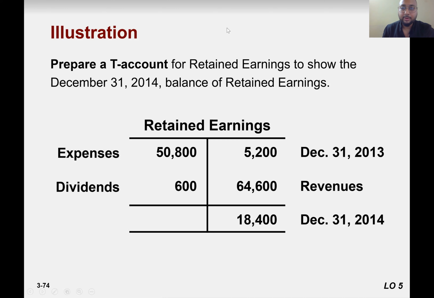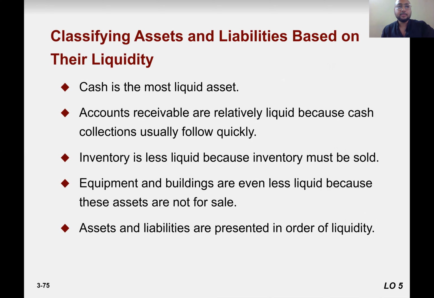Okay, class, welcome back after the break. Let's start our next topic, which is classifying assets and liabilities based on their liquidity. So we already talked about that. What is liquidity? It is the ability to convert into cash, how quickly something can be converted into cash. We call this liquidity. So in accounting, when we make a balance sheet, which one is the most liquid one? That is cash. Cash is the most liquid asset.